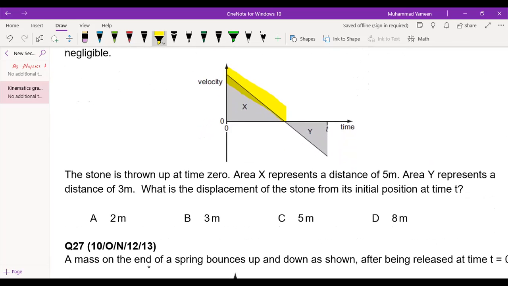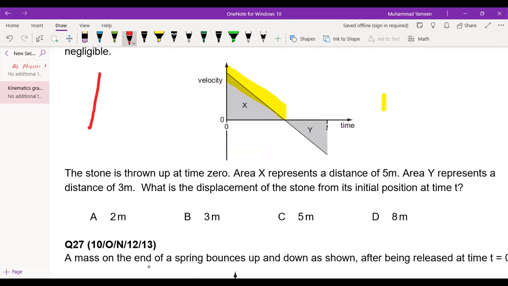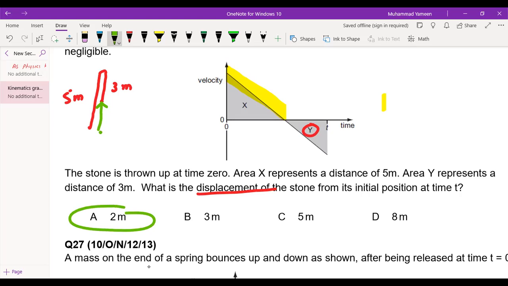So, as it is thrown upward, it moves a distance of x. For example, it is 5 meter over here, it is straight. Then it comes down and during the return journey, the area of y is 3 meter. So what is the displacement of the stone from its initial position? Very simple, straightforward question. That will be the displacement, the shortest distance from this point. So 5 minus 3, that is 2 meter.